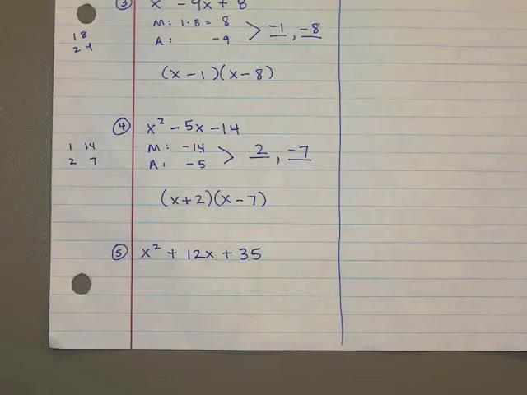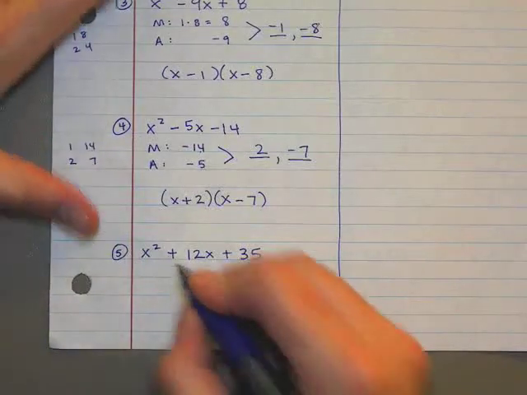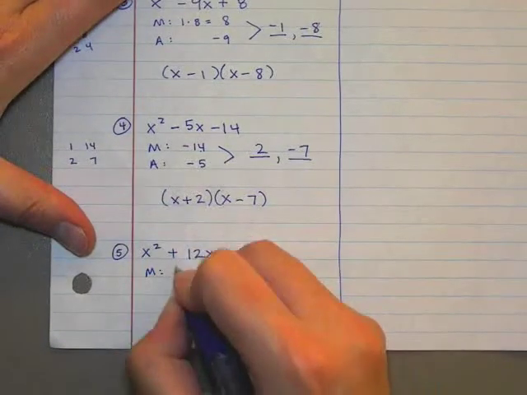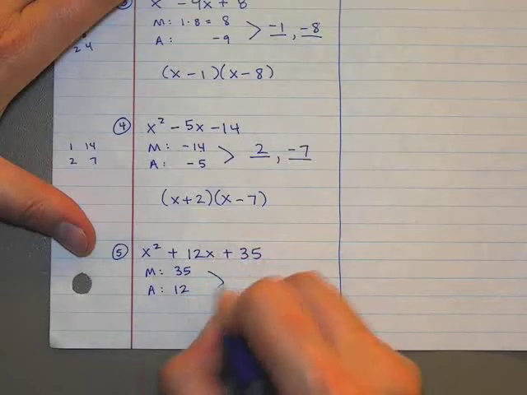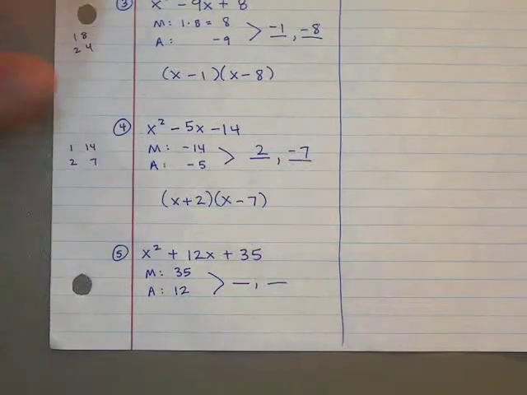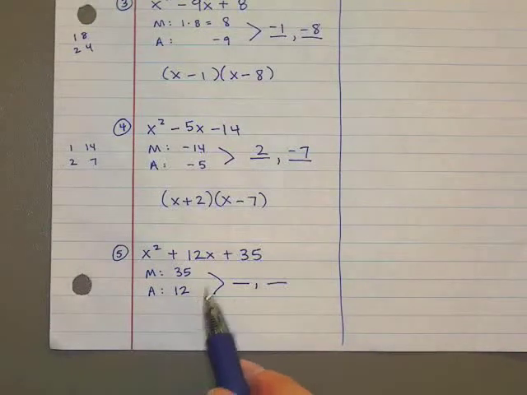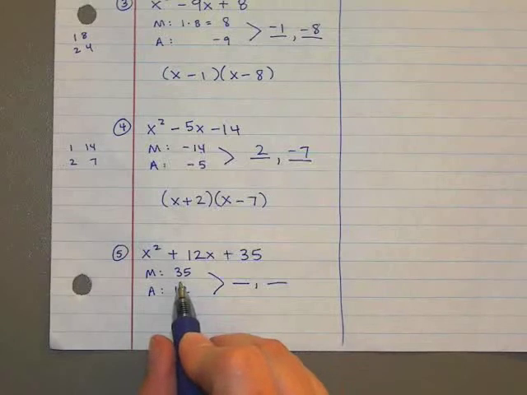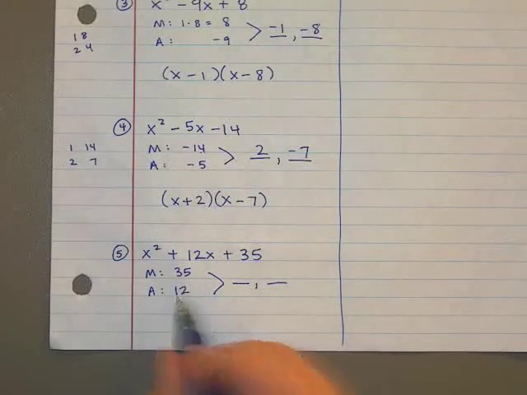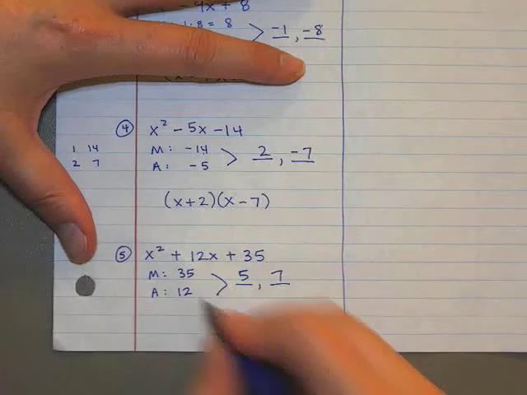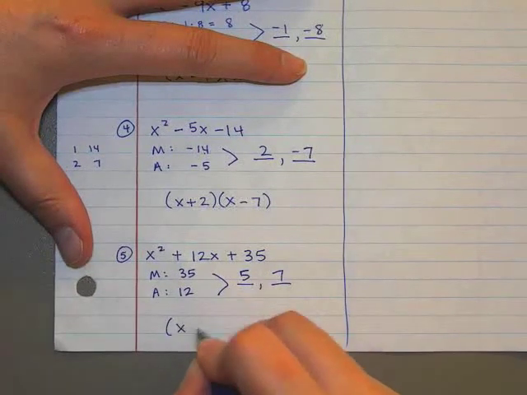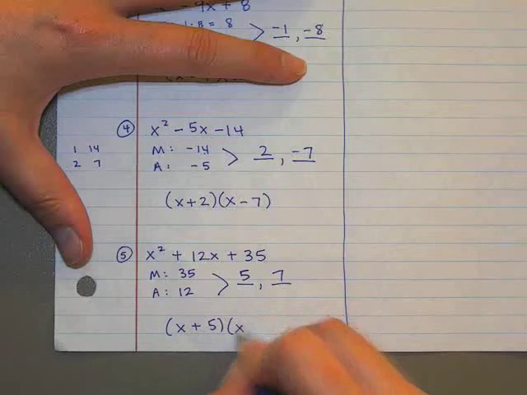If you've already gotten an answer, check with your neighbor, make sure that they agree with you. Okay, I'm going to start working through this problem. We multiply to be 35 and add to be 12. Hopefully we don't have to write out factor pairs every single time. I'm thinking about numbers that multiply to be 35 and add to be 12. Well, the first thing that jumps in my mind that multiply to be 35 are 5 and 7. And 5 plus 7 is 12. So 5 and 7 are my magic numbers. I can jump straight to my answer, x plus 5, x plus 7.